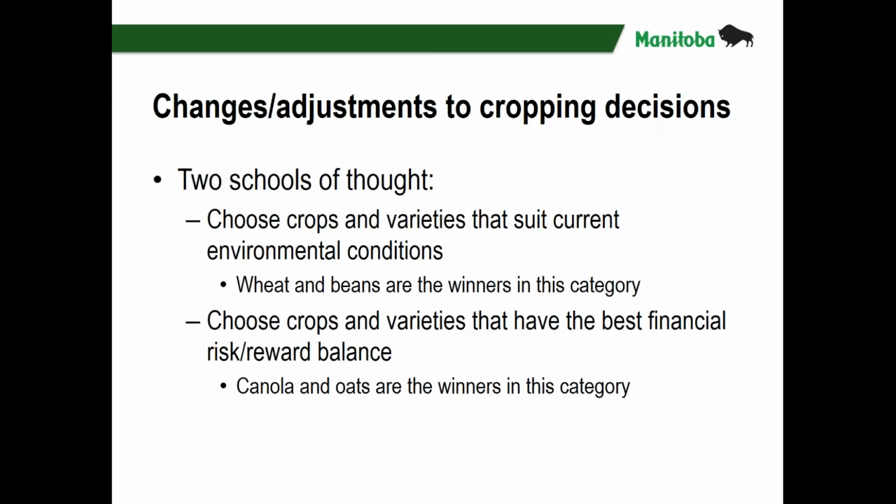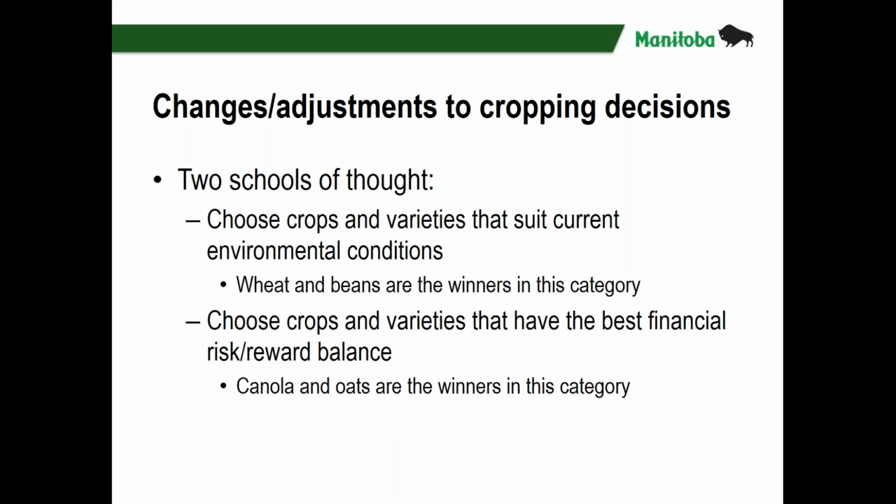So we go back to those decisions. Are we going to choose crops and varieties that suit the current environmental conditions? In our area, wheat and beans were the winners. Wheat was able to root a bit deeper and tap into some of that moisture, with a little bit better water efficiency. Beans were able to use the late season rains that we've seemed to be getting over the last few years.